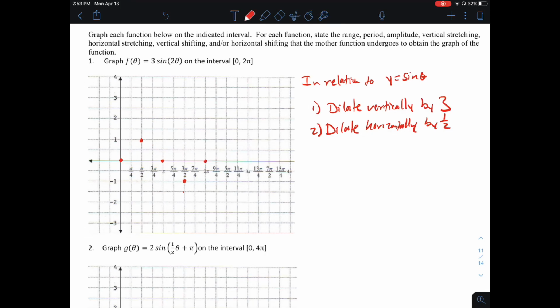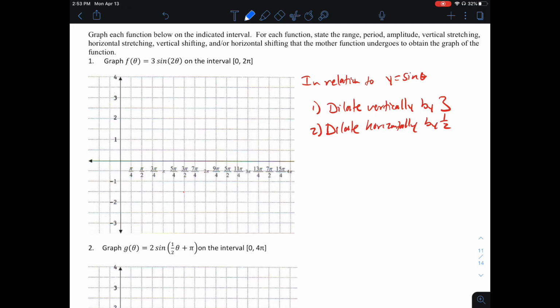Do this in blue. You shouldn't be writing this part down. I'm just trying to explain what each of these things would do. Dilating it horizontally by a half would look like that. The whole thing gets shrunk quite a bit. So let's see if we can figure out what this would be then.